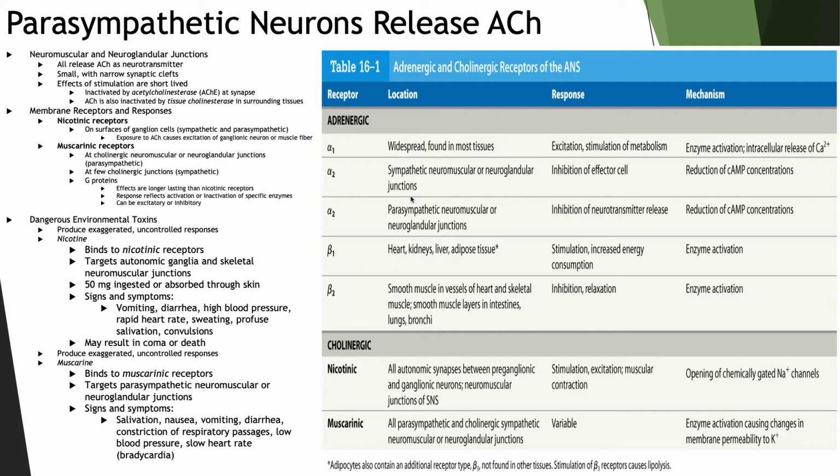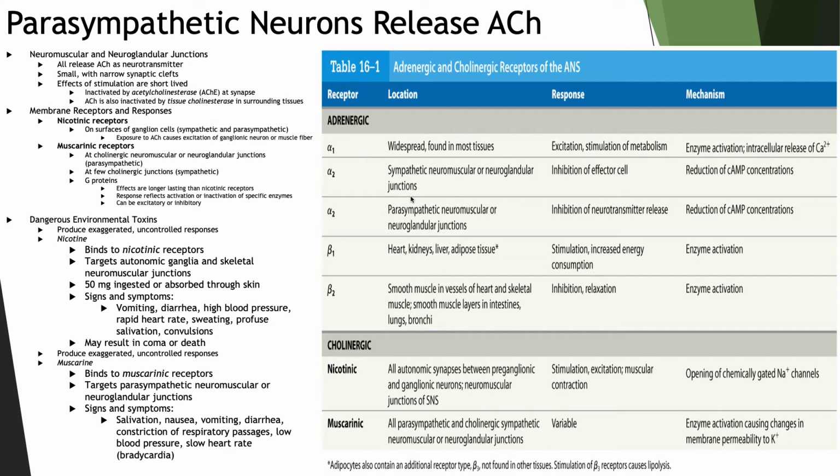Nicotine poisoning occurs when as little as 50 milligrams of the compound is ingested or absorbed through the skin. The signs reflect widespread autonomic activation. They include vomiting, diarrhea, high blood pressure, rapid heart rate, sweating, and profuse salivation. Convulsions occur because the neuromuscular junctions of the somatic nervous system are stimulated. In severe cases, the stimulation of nicotinic receptors inside the CNS can lead to coma and death within minutes.